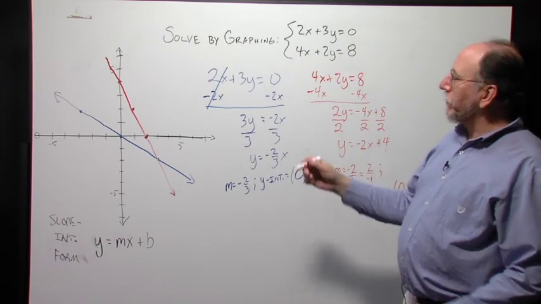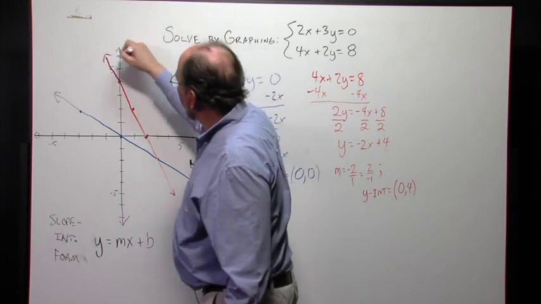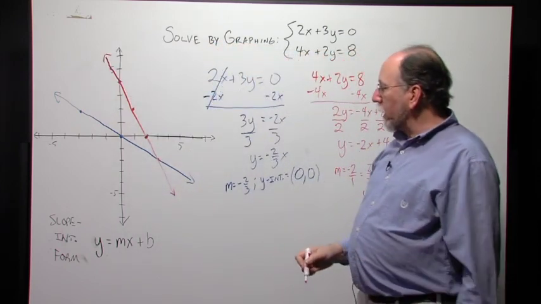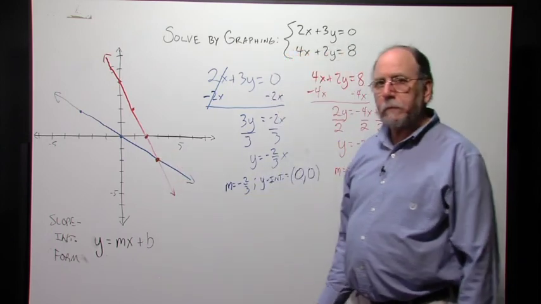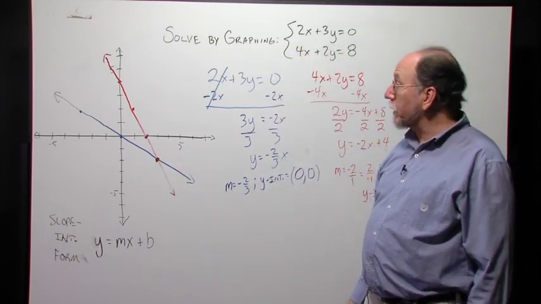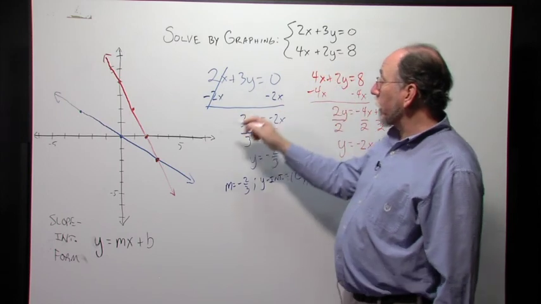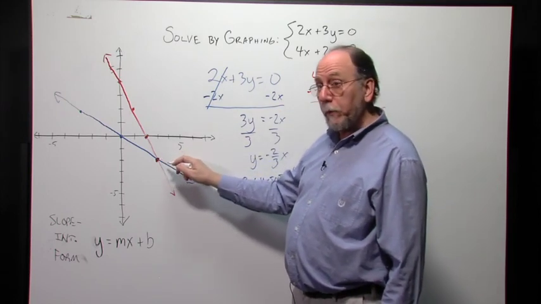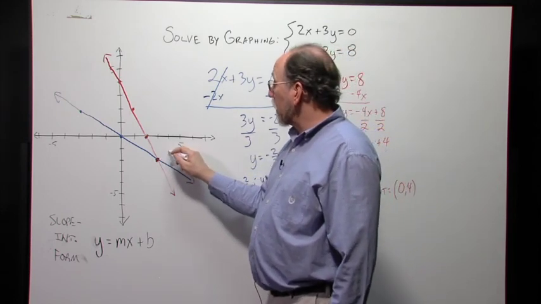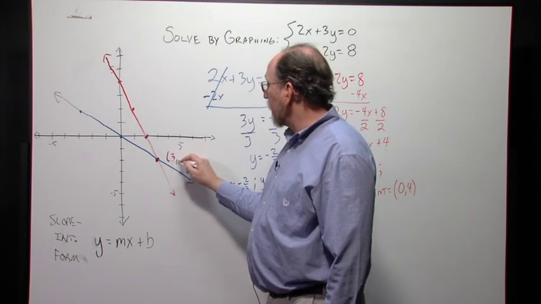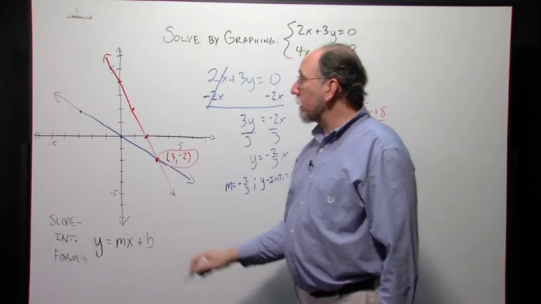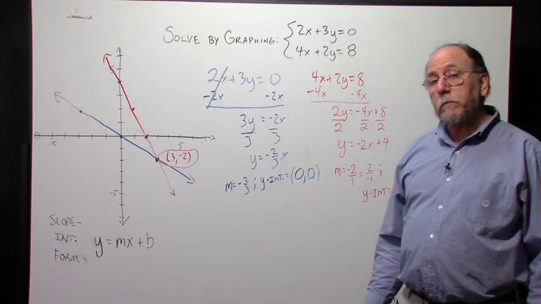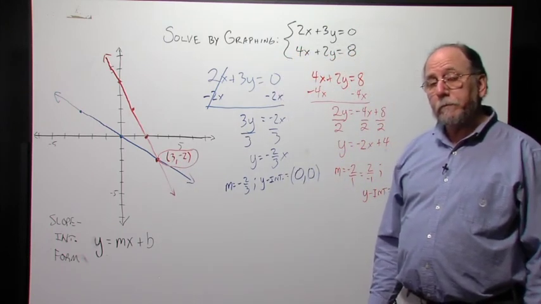And now we've graphed both lines. Put an arrow on that end too. And we can see their point of intersection. It's this point right here. Okay, that's where both equations would be true if we plugged in this one unique point. And that point is 3, -2. So that's the answer to your question. You solve that system by graphing.